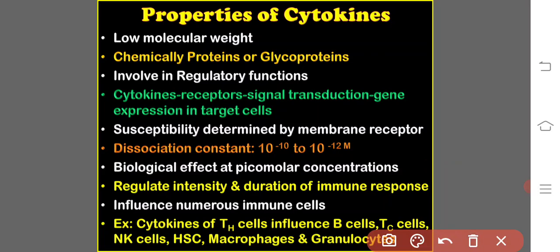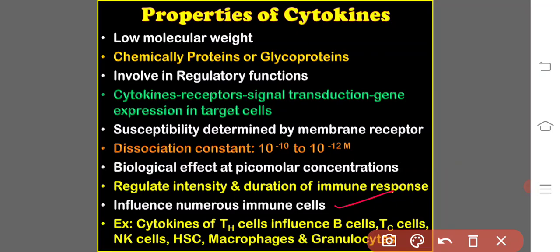Cytokines regulate the intensity and duration of the immune response by stimulating or inhibiting the activation, proliferation, as well as the differentiation of various cells, and by regulating the secretions of antibodies and other cytokines. They also influence numerous immune cells. That is, the cytokines secreted by even a small number of lymphocytes activated by antigen can influence the activity of numerous cells involved in the immune response.